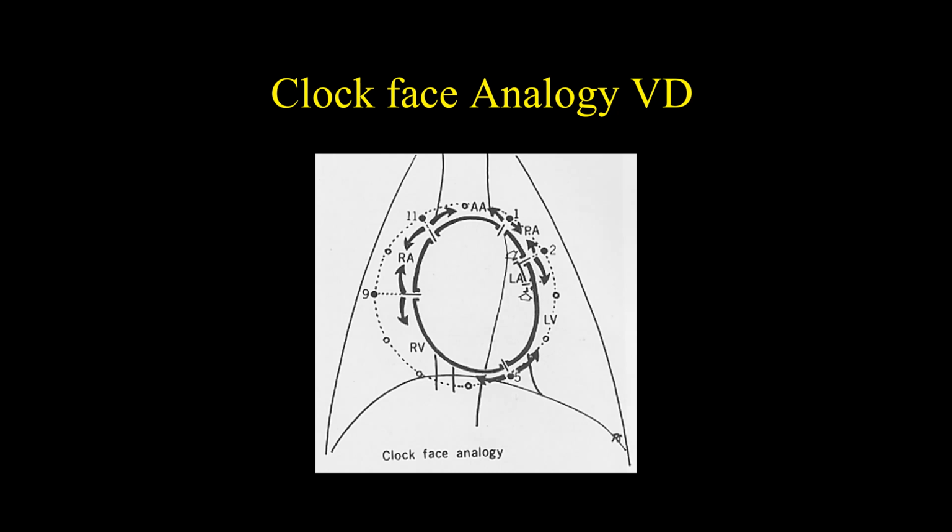Okay? So on the VD view, if I look again, start at the top of the clock, so around noon, if I go from about 11 over here to about 1 is where the aortic arch lives, and that's AA. So the aorta comes out here and it has an ascending portion and an aortic arch and the descending aorta, which comes down this way.